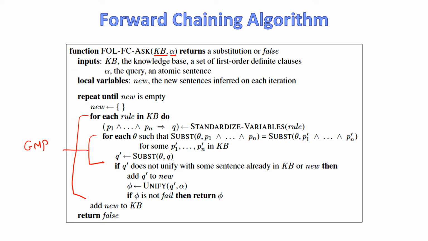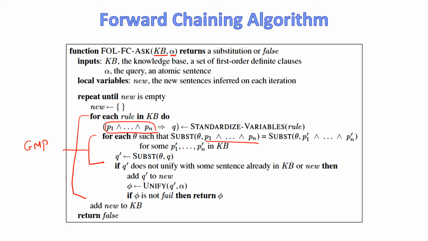Here, for each rule, we do a process called standardizing the variables, which means changing the variables so that they are unique across different rules. We talked about that in the previous lecture. This is just giving different names to variables so that we don't have any problems like what we had in the previous lecture. Then we look at every possible substitution. So this is the loop for a rule. Given a rule in the knowledge base, we try to apply the generalized modus ponens by finding a substitution to its premises. Here these are the premises of the rule.